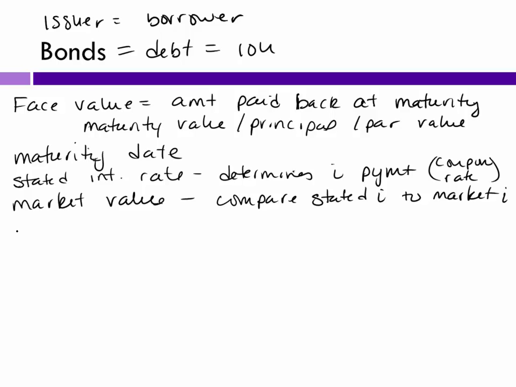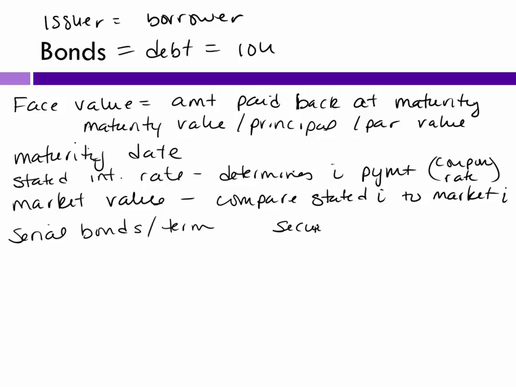Types of bonds: there are serial bonds, which means that batch will come due in a staggered fashion, whereas term bonds, in my example, I had 100,000 bonds. In the serial bonds, they might mature over several years, whereas with term bonds, all of them will come due at the same time.